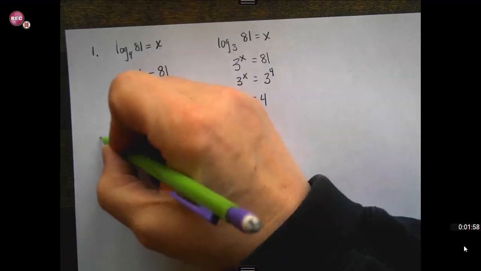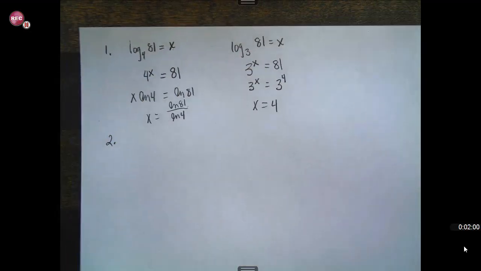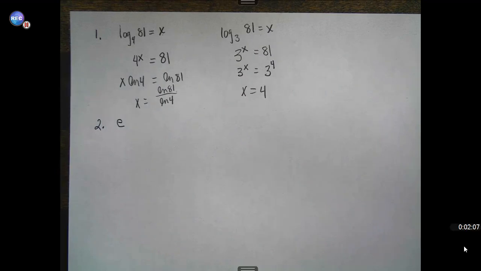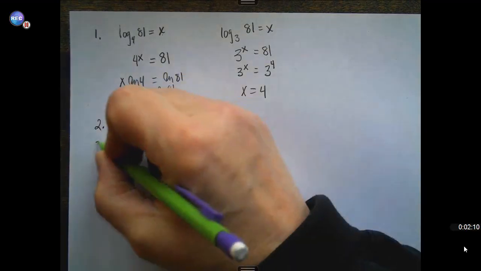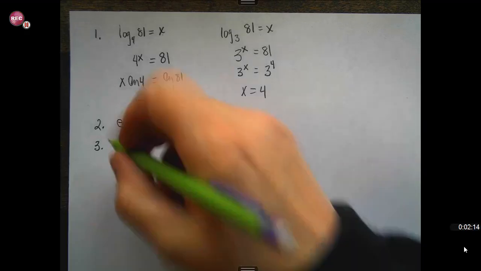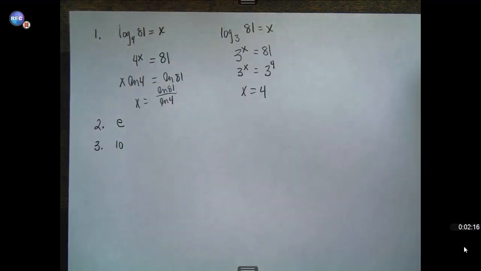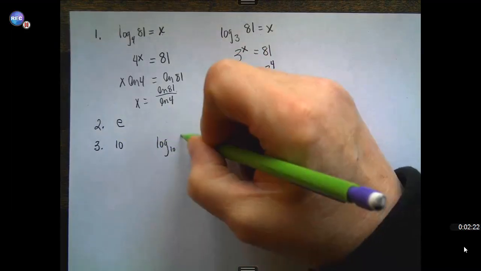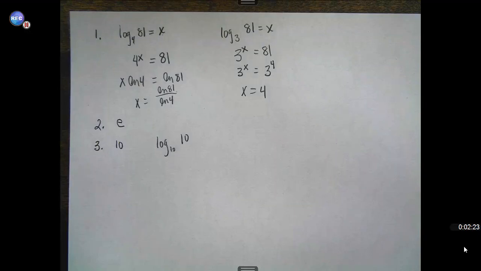And then number 2, a natural logarithm has a base of, the answer would be e. The base of the natural log is e. And then number 3, the default of the common log is base 10. So the common logarithm, we're just talking about log base 10 of whatever. So the base of the common log is 10, and that's what your calculator defaults to. I think that's why I put that word in there.